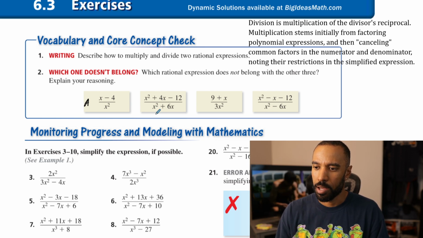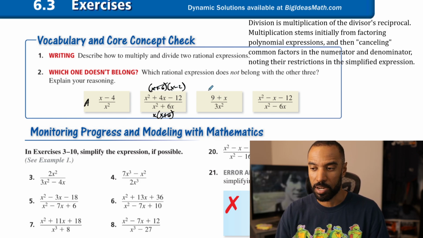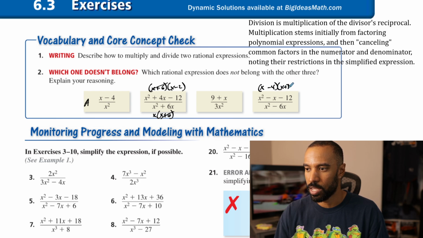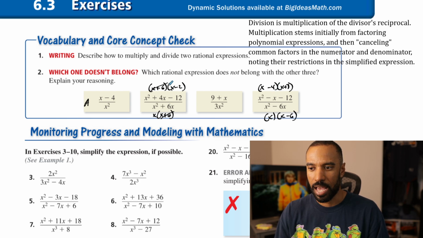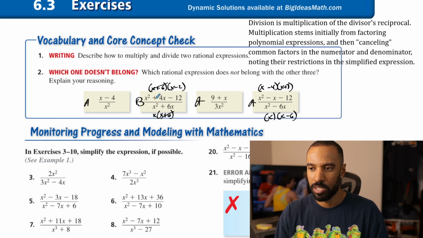I don't know. This one factors into this. This one factors into this. It has something to cancel. Maybe it has to do with cancellations. 9 plus x over 3x squared is nothing to cancel. This one has x minus 4 times x plus 3. And this is x times x minus 6. This is the only one that has something that is canceling. So I suppose it's that one that's different.